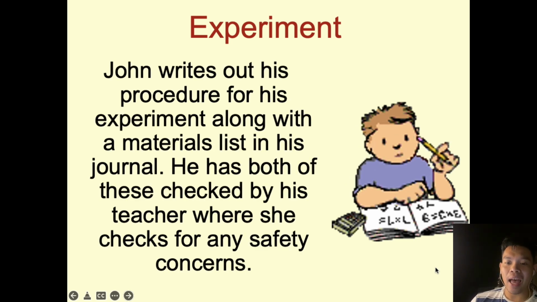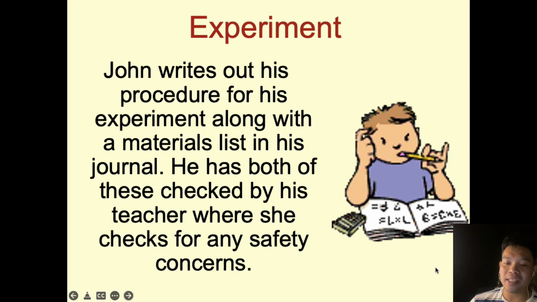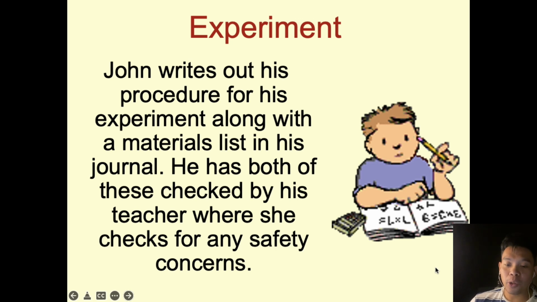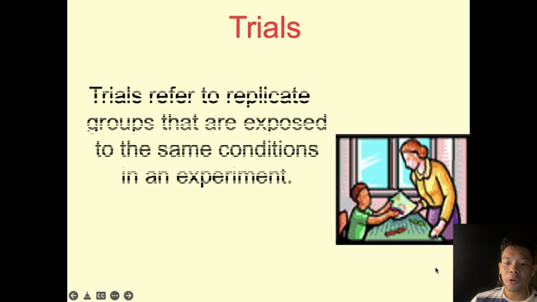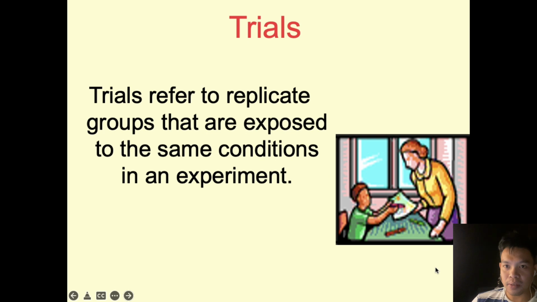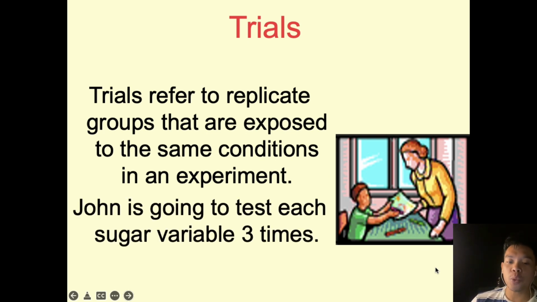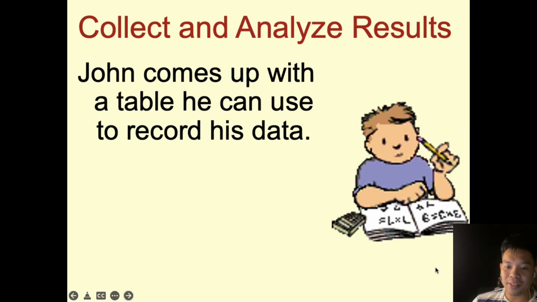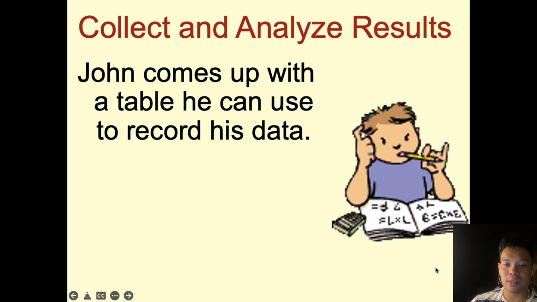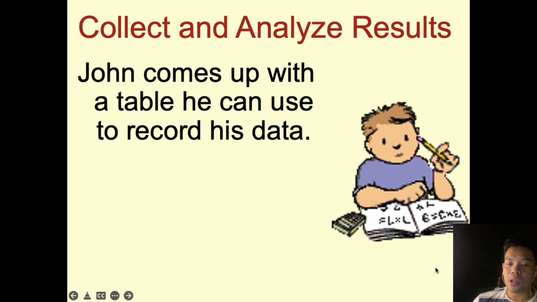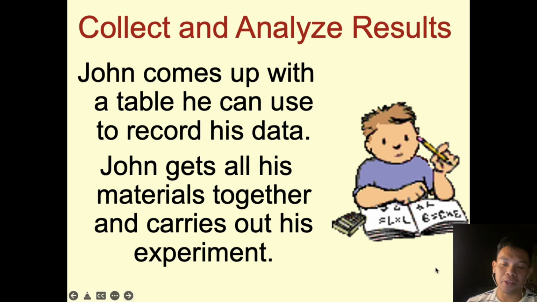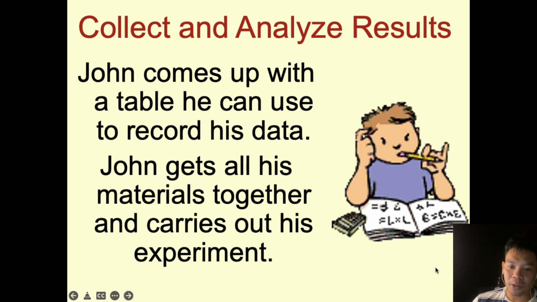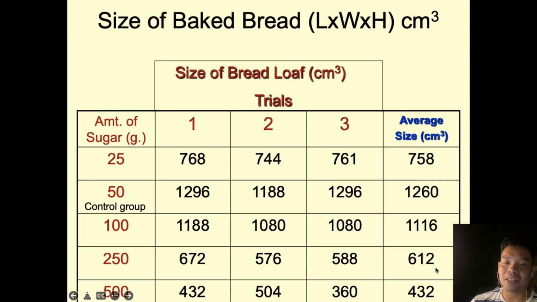John writes out his procedure for his experiment along with a material list in his journal. He has both of these checked by his teacher, where she checks for any safety concerns. Trials refer to the replicate groups that are exposed to the same conditions in an experiment. John is going to test each sugar variable 3 times. John comes up with a table that he can use to record his data. John gets all his materials together and carries out his experiment.